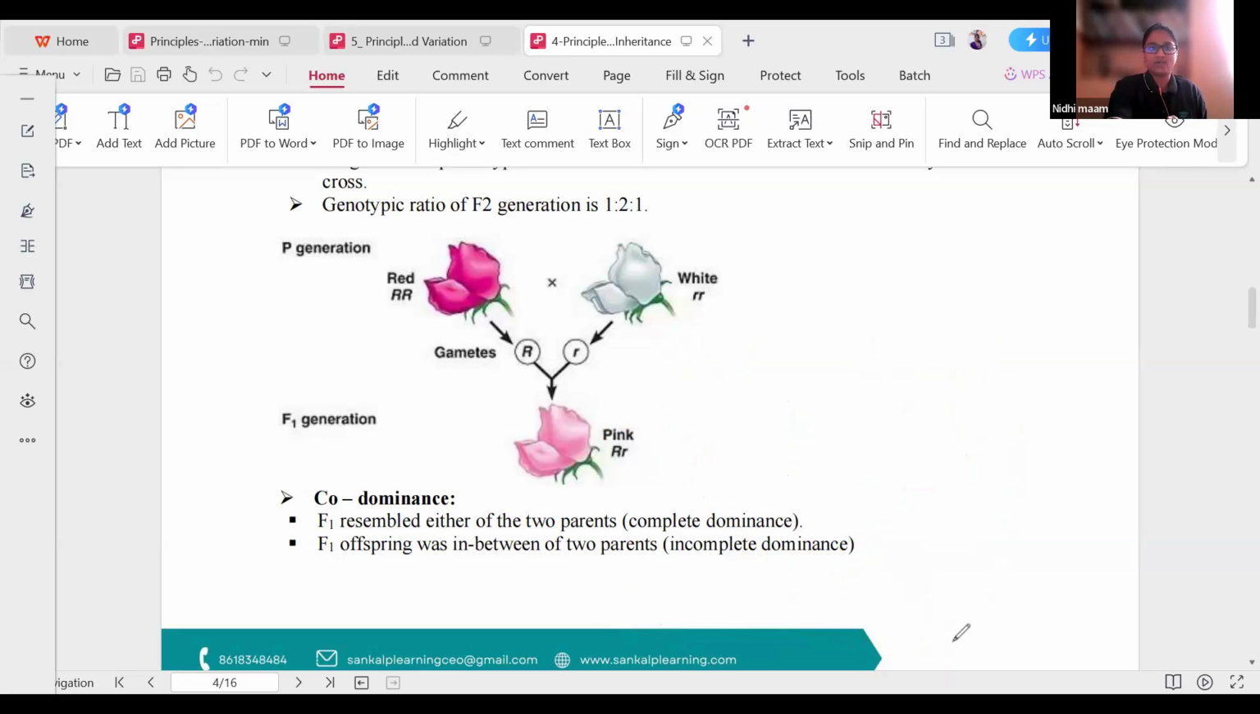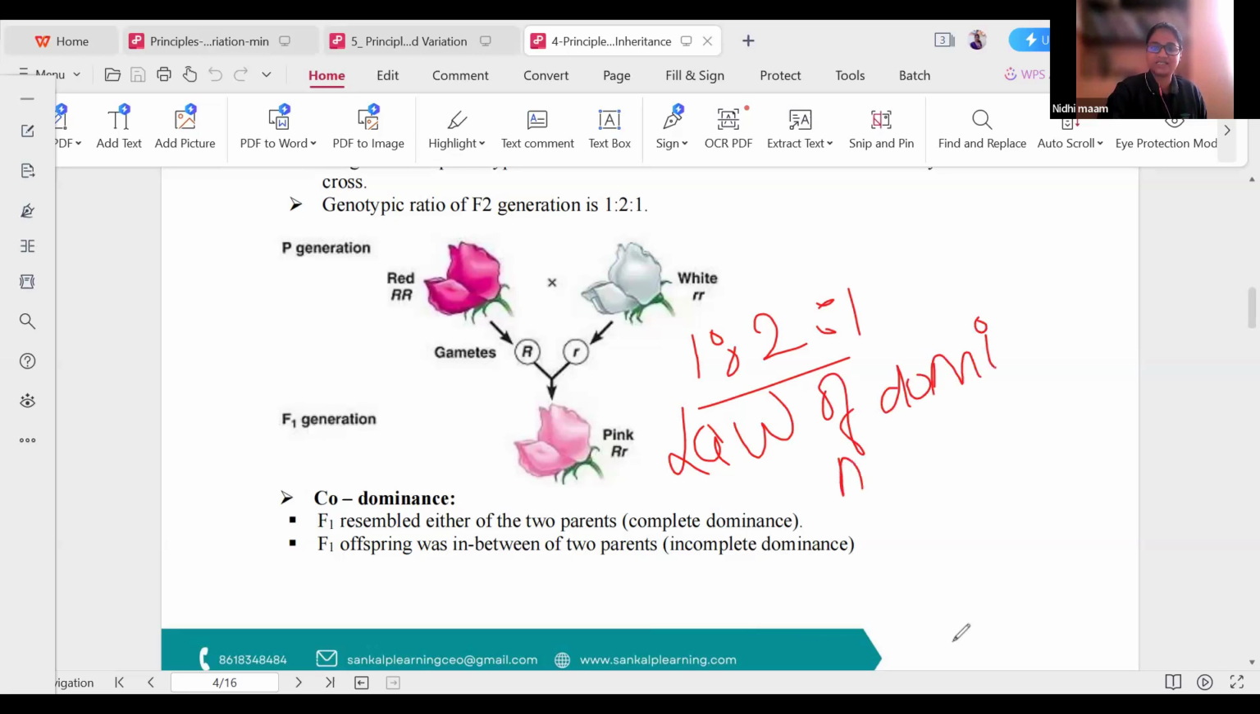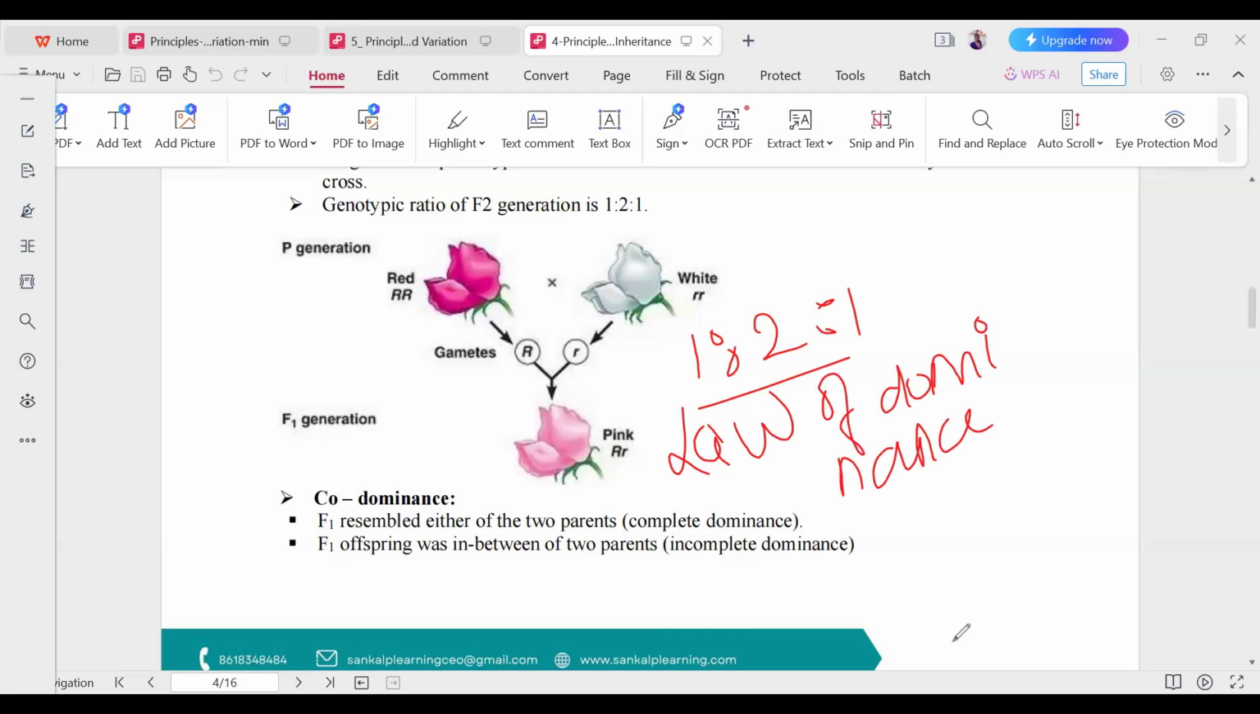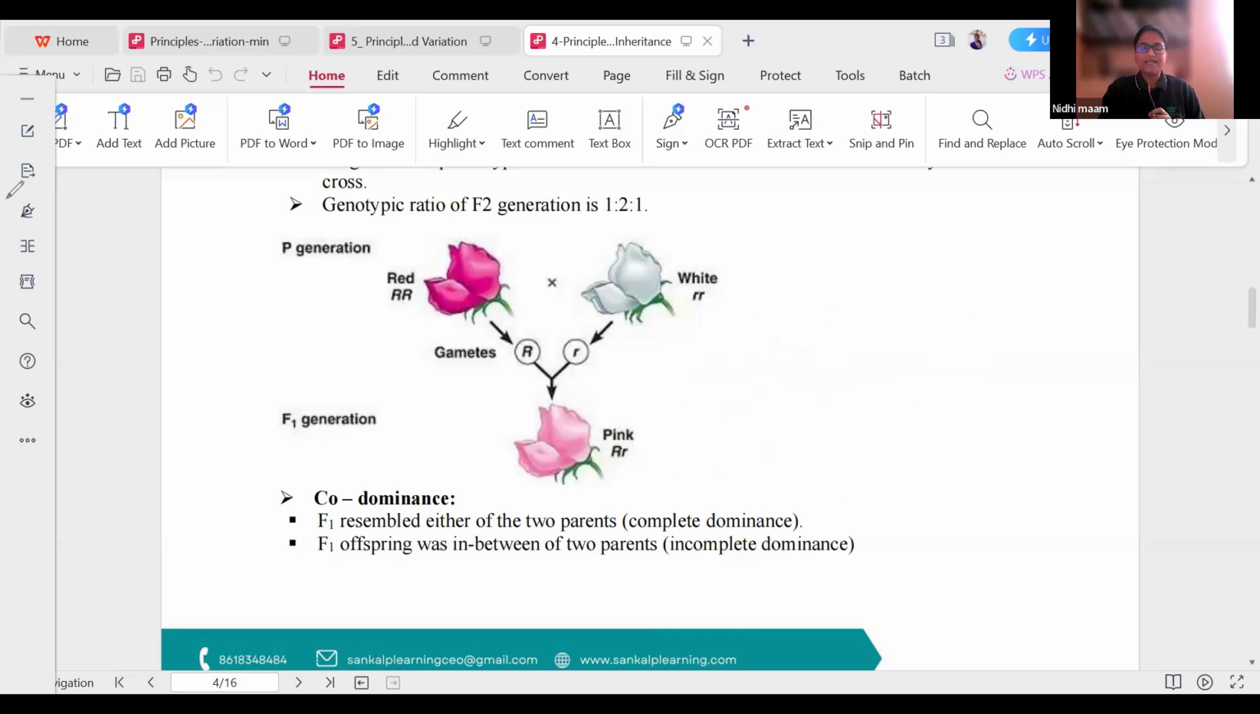So this is called incomplete dominance. Remember, it is important in CET: in incomplete dominance, the genotypic as well as phenotypic ratio is 1:2:1. So by this example we can say that the law of dominance given by Gregor Mendel is not universal. Universal means it is not the same for all plants. Understood? Yes, ma'am. Okay, good. So this is about incomplete dominance.